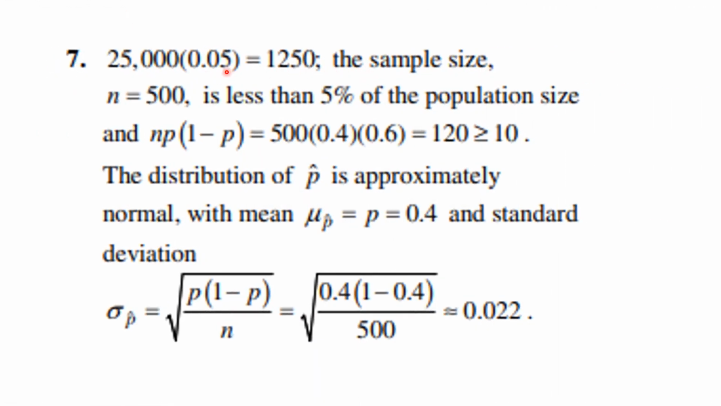Well, the sample size, if we take this times 25,000, is this, and so the sample size n is certainly less than that number, so it's less than 5% of the population size. And n times p times 1 minus p, we do the calculation, is 120, which is certainly bigger than or equal to 10. So we can declare that this distribution of p hat is approximately normal, and mu sub p hat is equal to p, which is 0.4, and the standard deviation sigma sub p hat is equal to the square root of p times 1 minus p over n. We put in the numbers, and we get approximately 0.022.